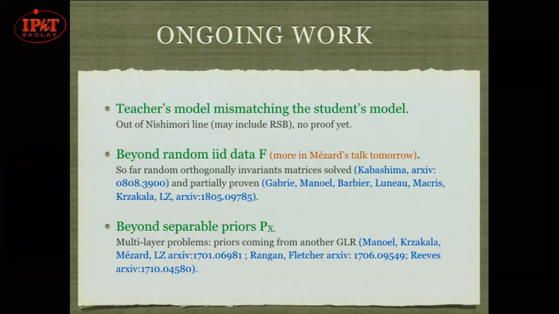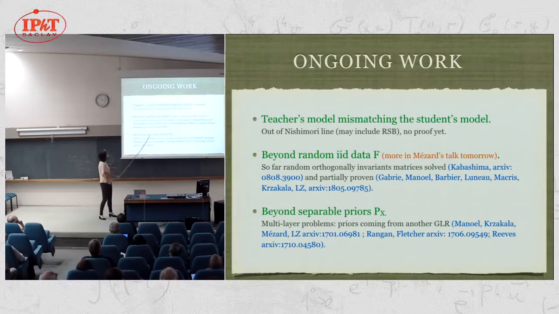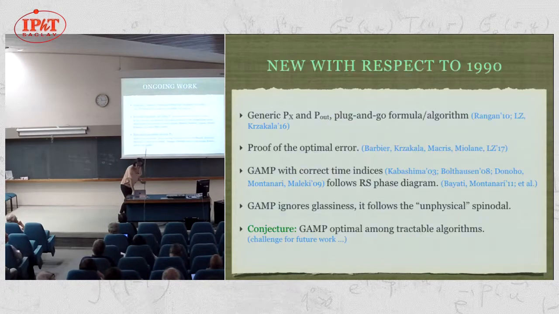And maybe one word on the ongoing work, because of course all these assumptions that we made on the data being random and the prior being separable are things we want to go beyond, and that's what we are working on, to talk about models that are more realistic than that. So I think Mark will mention some of that tomorrow. And these non-separable priors, basically priors that come from a different graphical model and then lead to multi-layer neural networks, are the things that amuse us these days.